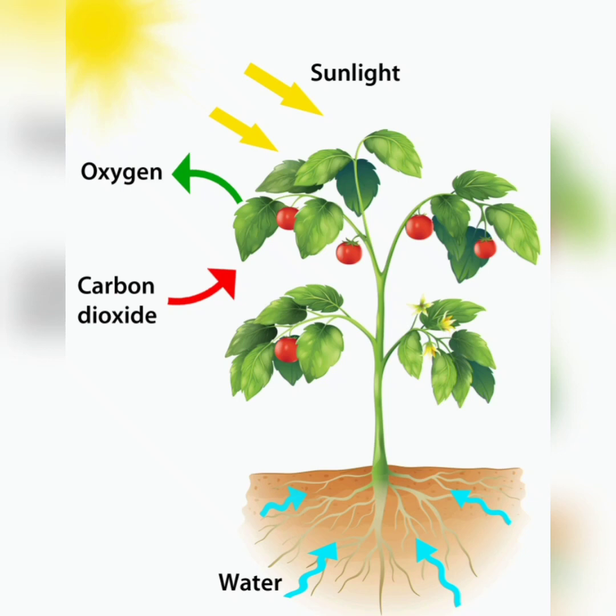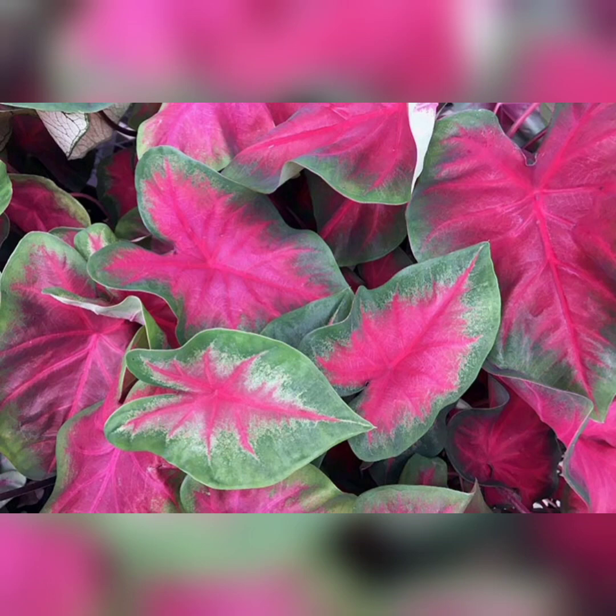Today we are going to discuss another topic. Leaves other than green also have chlorophyll. Some leaves are not green in color. Here you can see one picture. All of you look at the picture. The picture shows leaves other than green color.